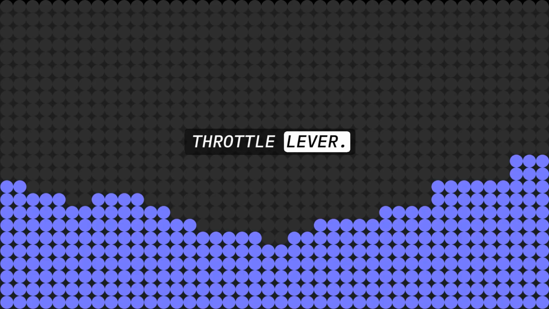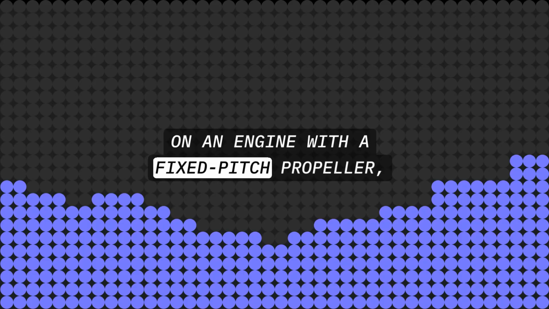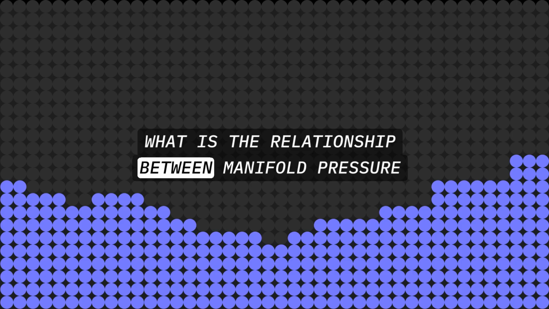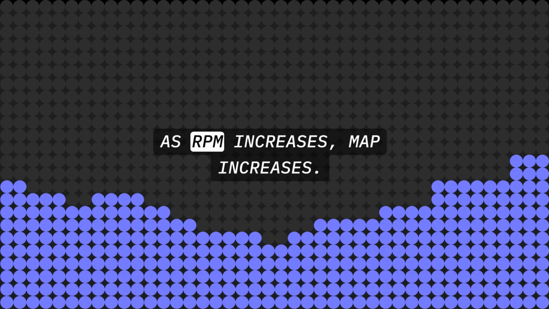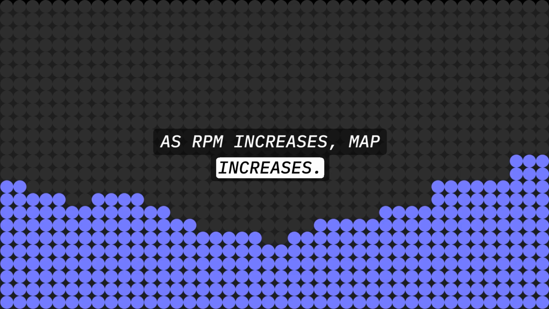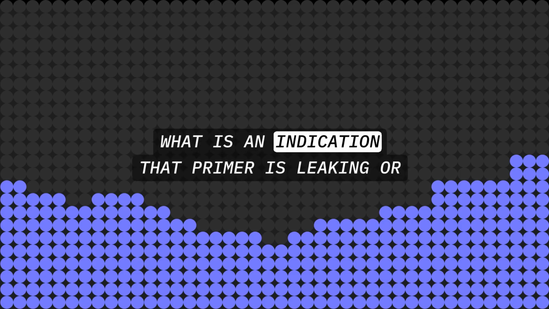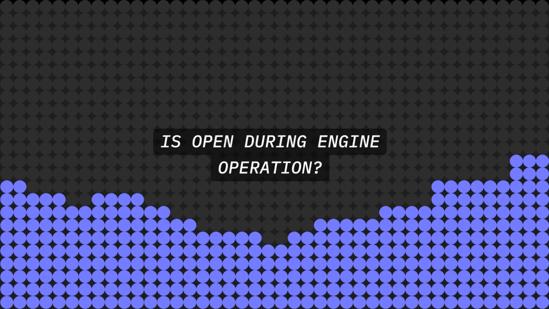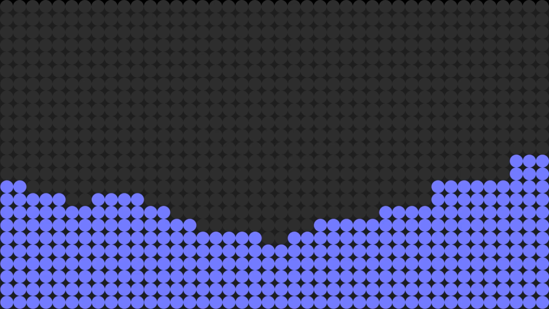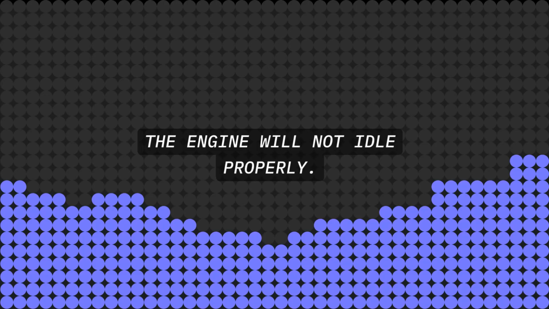The throttle lever. On an engine with a fixed pitch propeller, what is the relationship between manifold pressure and RPM? As RPM increases, MAP increases. What is an indication that primer is leaking or is open during engine operation? The engine will not idle properly.